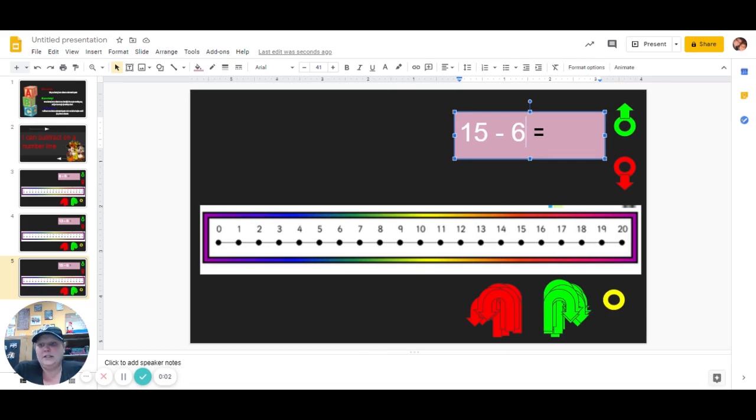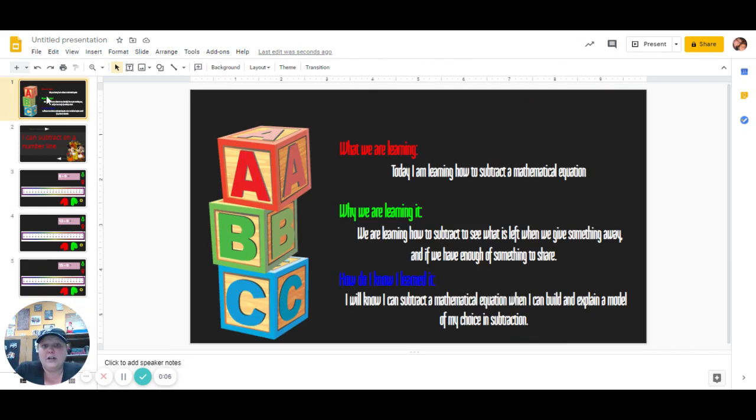Today we're going to be continuing to work on subtraction. And I want to review with you that we are learning how to subtract a mathematical equation. Okay? And we are learning how to subtract to see what's left when we give something away or to see if we have enough of something to share.